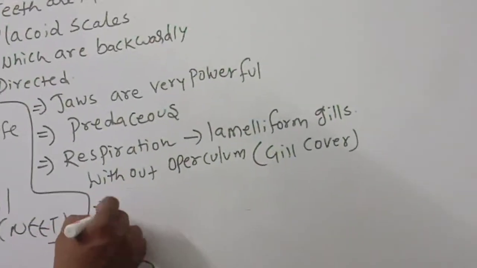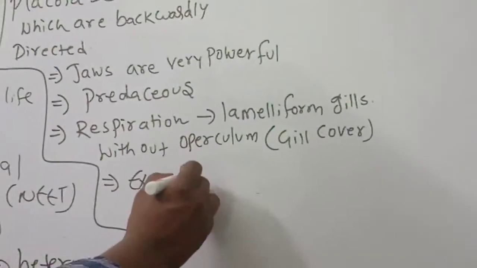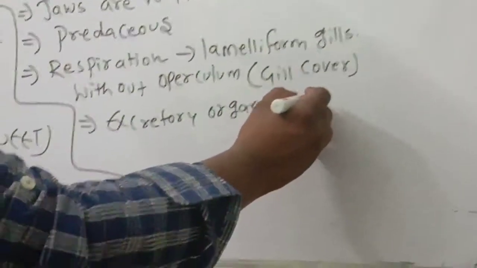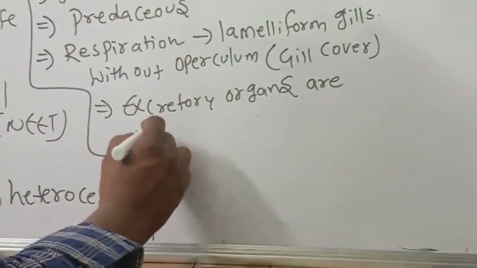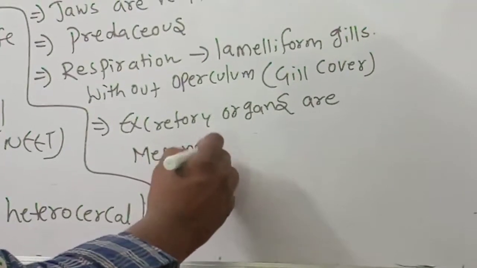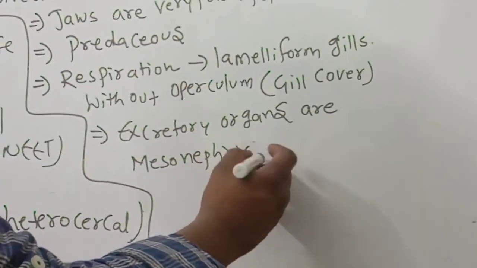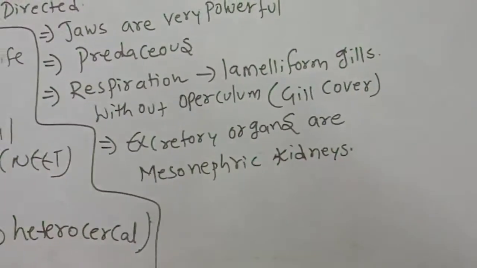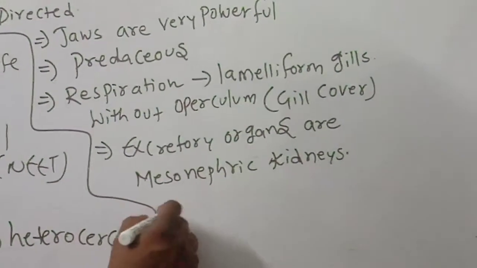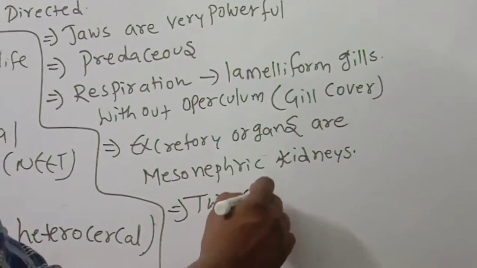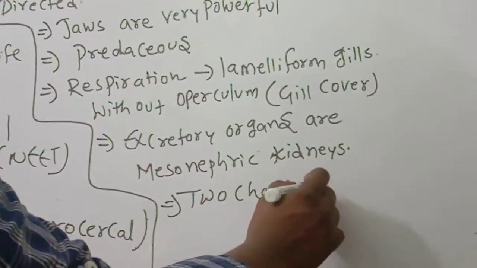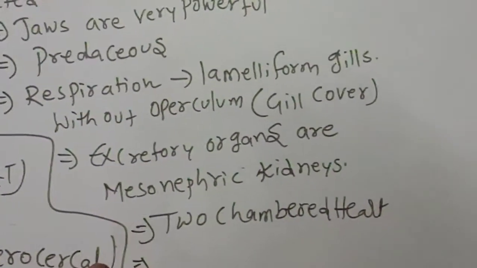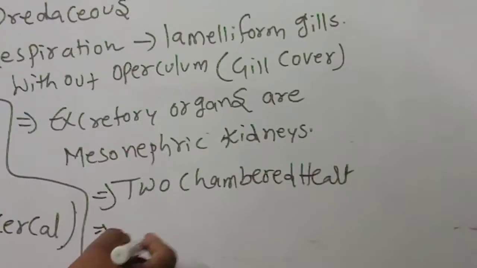Then how do they excrete? The excretory organs are mesonephric kidneys. This point you should remember. Again, how many chambered heart? Two-chambered heart will be present: one auricle, one ventricle.